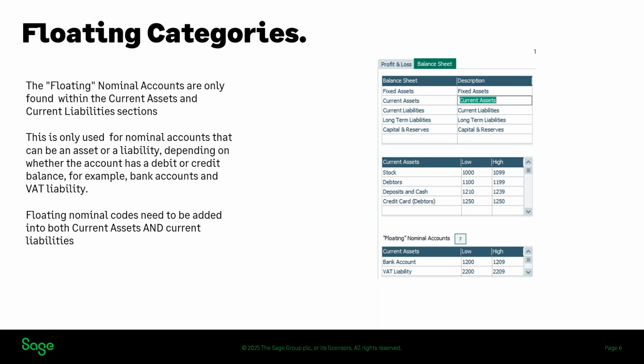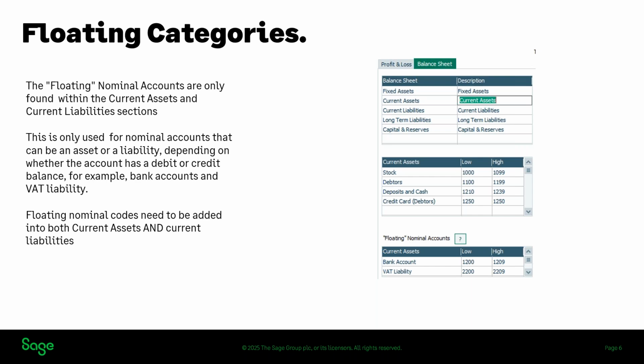So the example I always use is just your bank account. Everyone's got a bank account. Everyone understands a bank account can be in credit or debit. So it might be that you've got money in the bank or you're overdrawn. If you've got money in the bank, that's an asset to you. If you're overdrawn, it's a liability because that is money owed back to the bank. So it's always a good one to remember your floating categories.